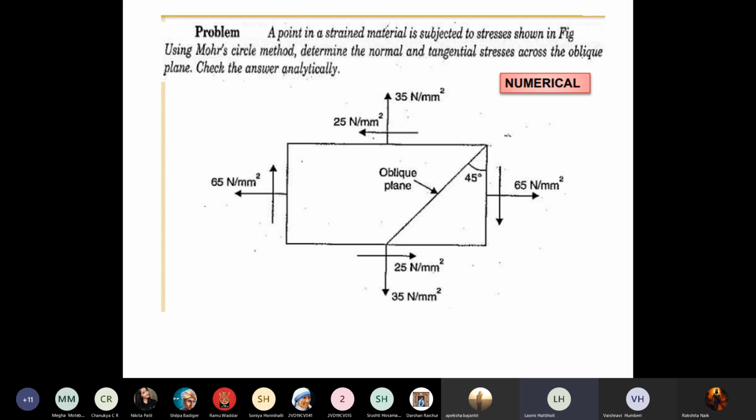Okay. So there are two tensile stresses, as you can see here, sigma x and sigma y. Sigma x is 65 Newton per mm square. Sigma y is 35 Newton per mm square. So which is greater now?